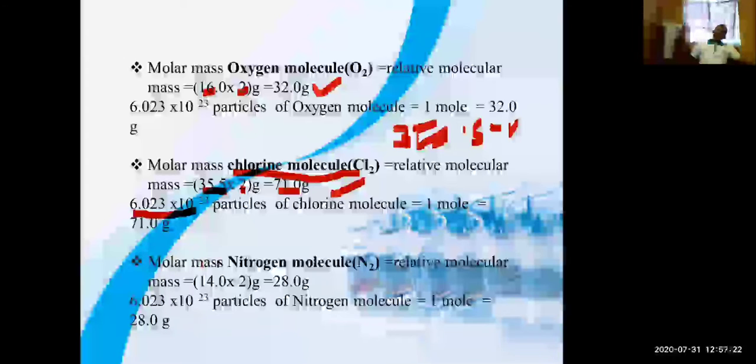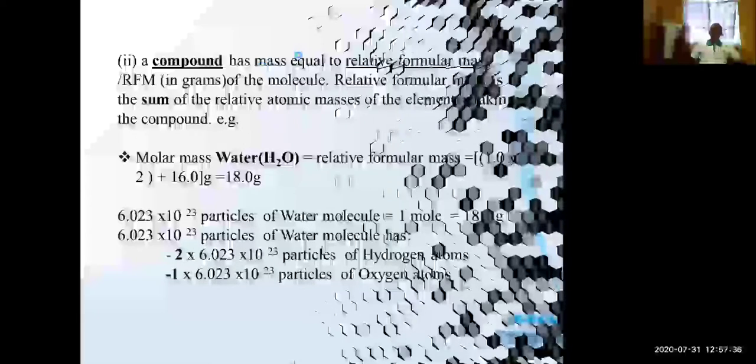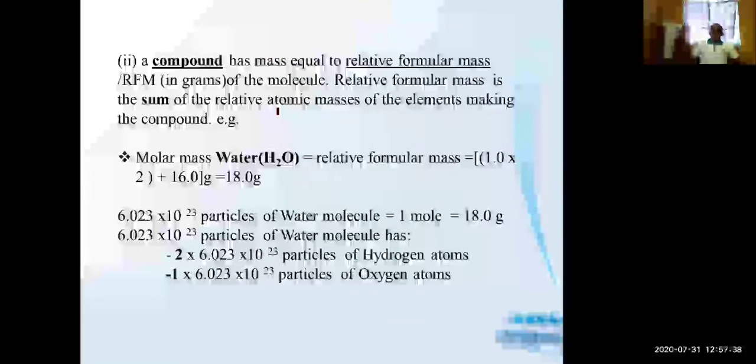Also, we have the molar mass of nitrogen. We just do the same as we have done. There is no difference in doing that. So let us see this one, a compound. A compound has mass equal to the relative formula mass. So when we come to compounds, we talk about the relative formula mass, which is RFM.